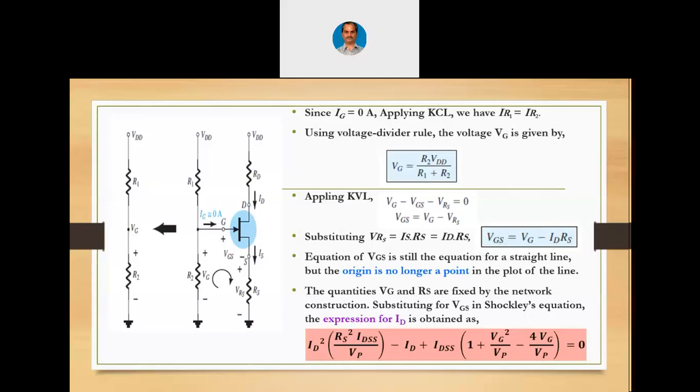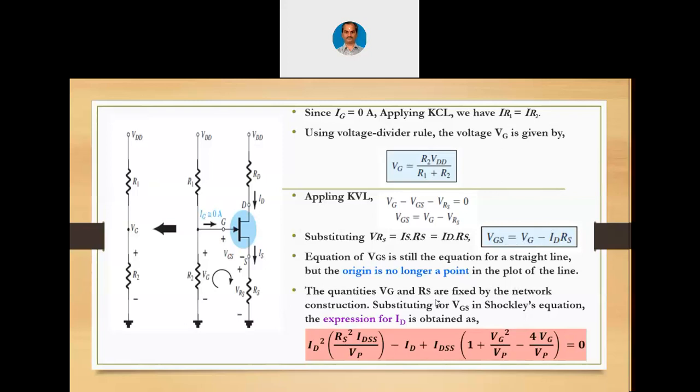But in self bias, we had Vgs equals only minus ID into Rs. That way, we used to substitute ID equals 0 and we used to get Vgs equals 0, where origin was one point for the graphical analysis. But in this case, even if we substitute ID equals 0, we will get Vgs equals Vg. That means for the straight line which we get in case of voltage divider bias for the graphical analysis, origin is no more a point on the line. But still, this is an equation for a straight line, but origin is no longer a point.